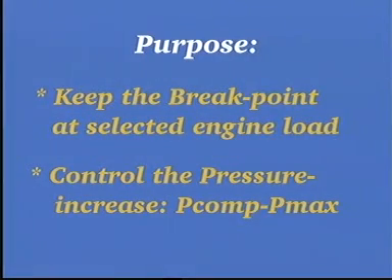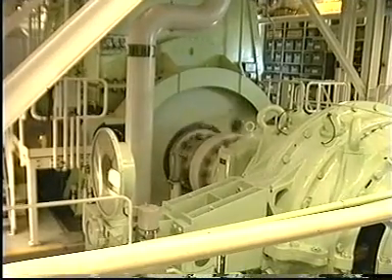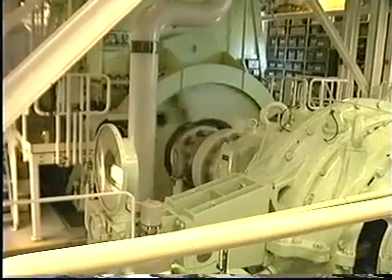The purpose of this adjustment is to keep the brake point at the selected engine load and to control the pressure increase. An excessive pressure increase may lead to a poor cylinder condition. In this event, contact the engine builder before making any adjustment. Start the engine and run it up to a load corresponding to the brake point load, and hereafter to 100% MCR load.